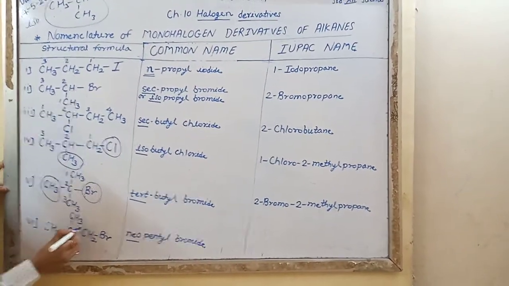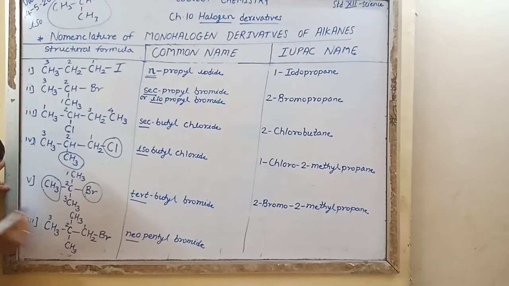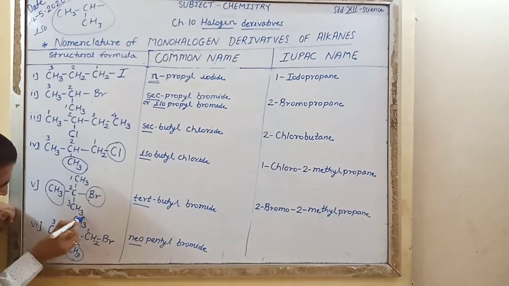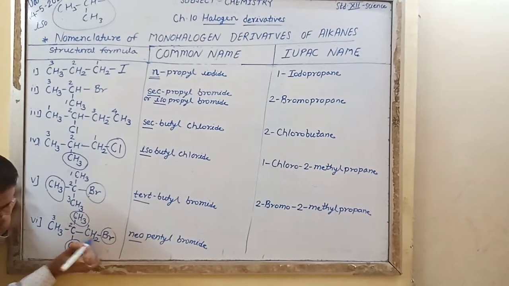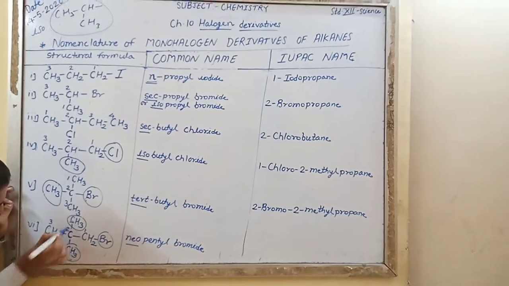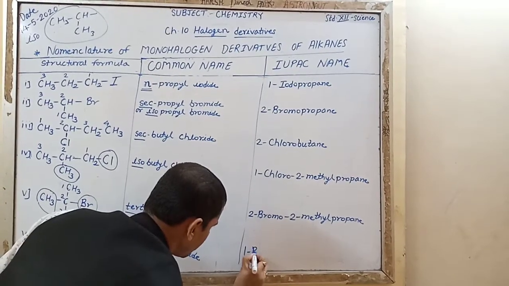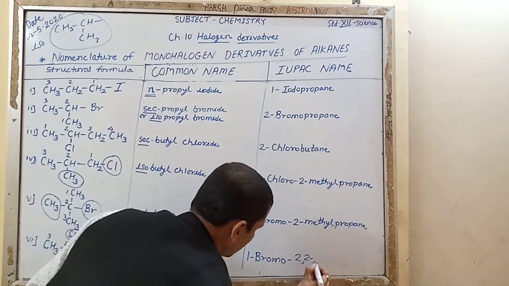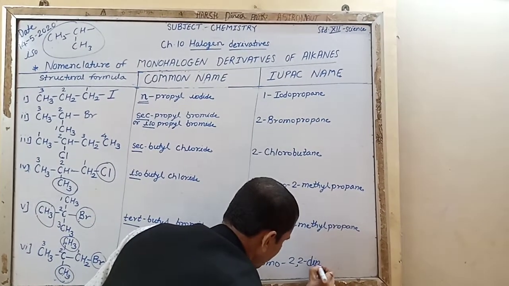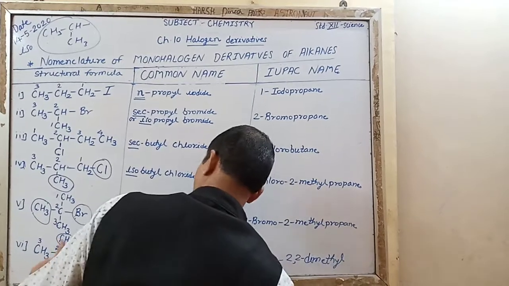Again here, 1, this is second, this is the third carbon atom. And these are substituents. So here Br is attached to the first carbon atom, and two methyl groups are attached to the second carbon atom. So your name is 1-bromo, 2,2-dimethyl. The parent alkane is propane.